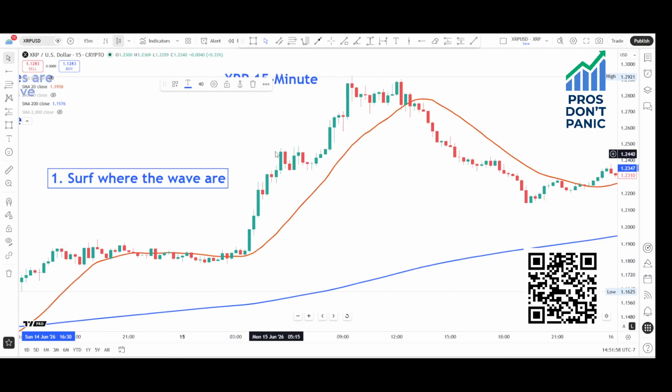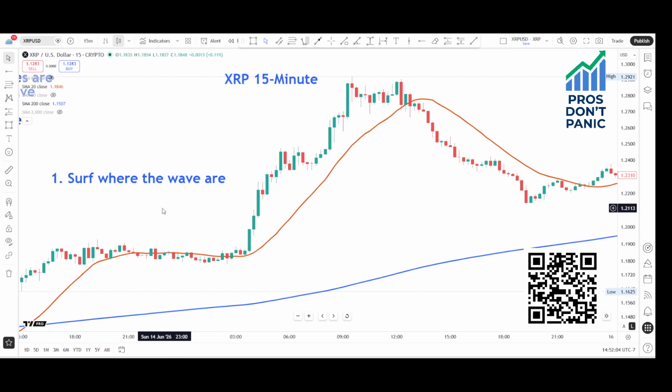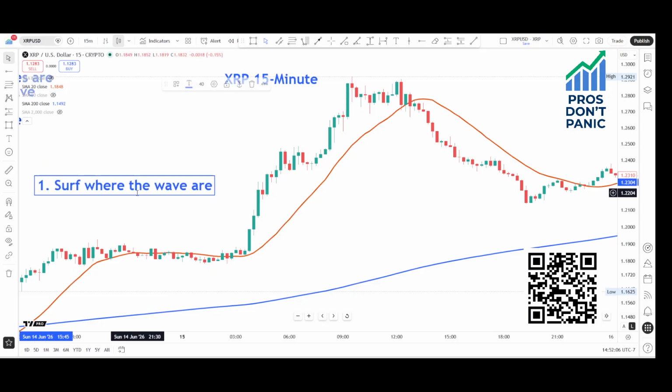We're not going to get in the trend halfway through. We're going to get in at the entry of the trend. We're going to sit where the waves are. So that's step one in the trend surfing process: surf where the waves are. Well, in this case, where are the waves?